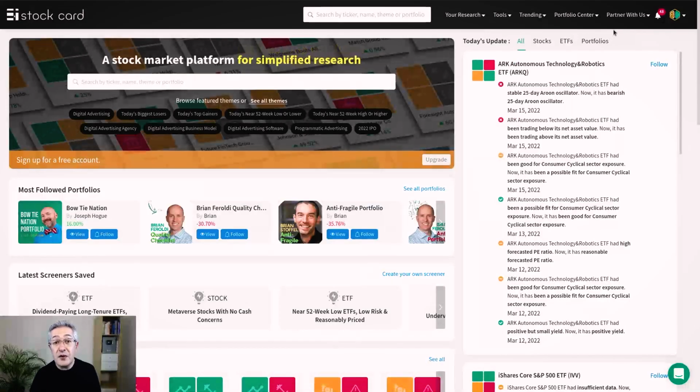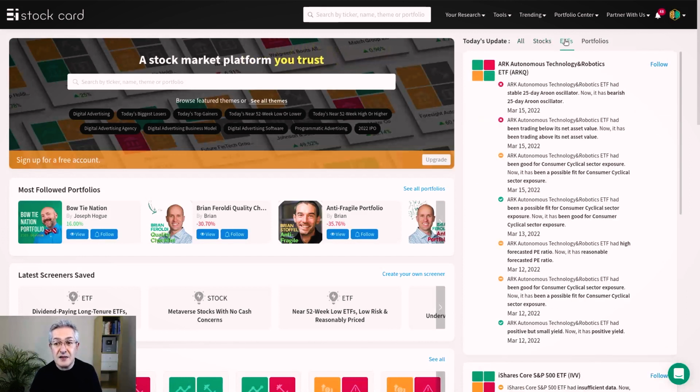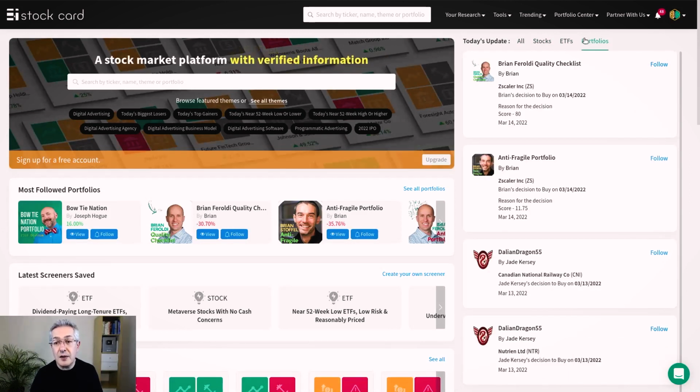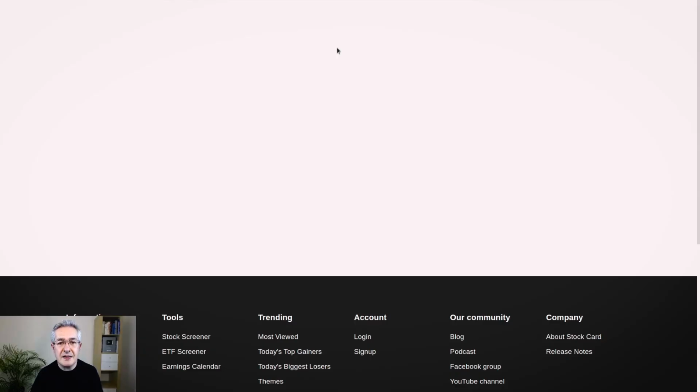So this is what the stockcard.io website looks like. You can research single stocks. Here you can see in the top right. You can research exchange traded funds, or you can enter your own portfolios, or look at portfolios that other people have created and follow them. So if you wanted to follow my portfolio, you could type in Ramin's Global Winners, and here it is, and I can click on that.